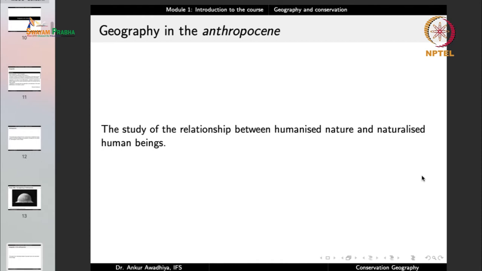And in the Anthropocene, geography is the study of relationship between humanized nature, because the nature has been altered. If you look around, you will find buildings everywhere. You will find the impacts of human beings everywhere. There are very few places left where you actually have natural nature left. In most of the areas, you will find impacts of humans, like cutting of trees or leveling of land or doing agriculture or making things like roads or buildings and so on. So now we do not have a pure nature. We have a humanized nature.